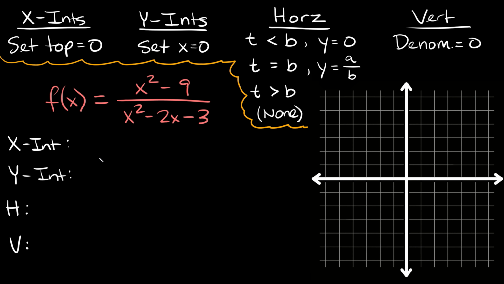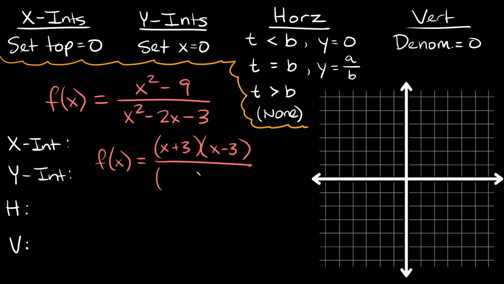Okay, so for this first problem, let's say f of x is equal to, now on top you can see we have x squared minus 9. So that might look a little bit familiar. We can factor this because that, if we factor it, is a difference of 2 squares. So this would be the same thing as x plus 3 times x minus 3. Okay, now what about the denominator? We can also factor this, it looks like. So first of all, x squared is x times x, and then here we need two numbers that multiply to negative 3, but add up to negative 2. So in this case, that would be a negative 3 and a positive 1.